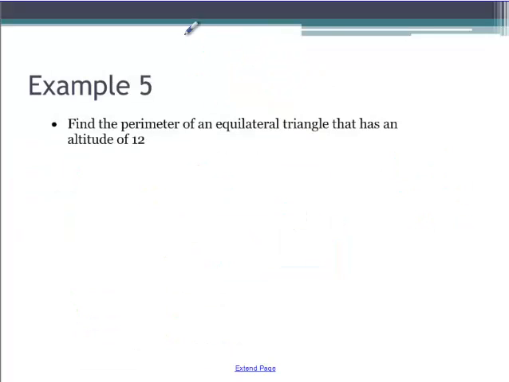And our last example, find the perimeter of an equilateral triangle that has an altitude of 12. So, we're going with the same idea that we did before. Equilateral triangle, we have an altitude. That's not drawn like an altitude. Let's try that again. Oh, hang on. There's an altitude. And our altitude's 12. I need to find the perimeter. So I need to find one side, and then I know that all three sides are the same.